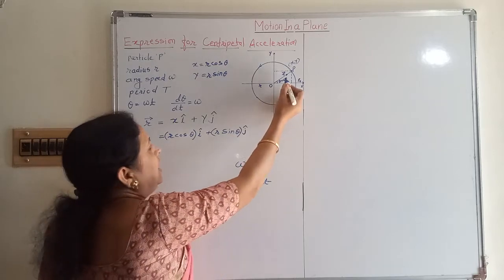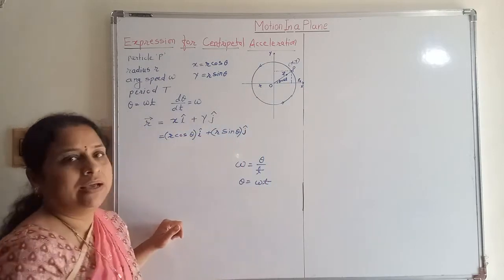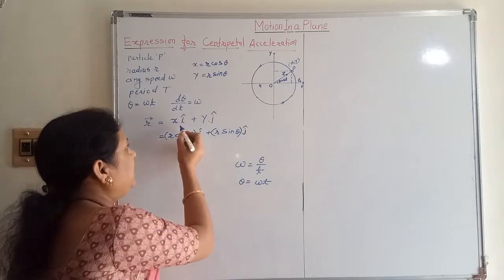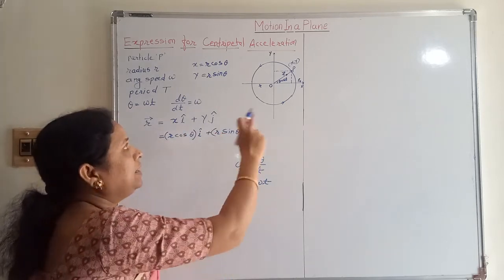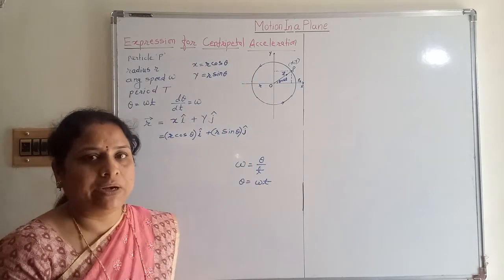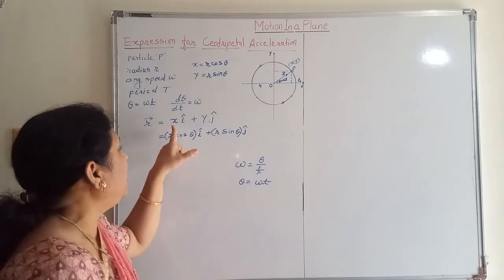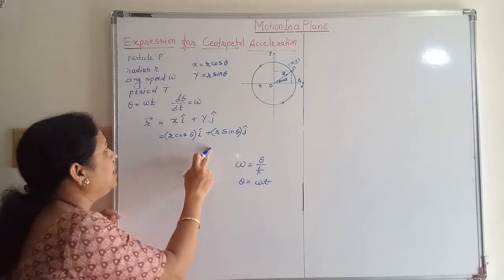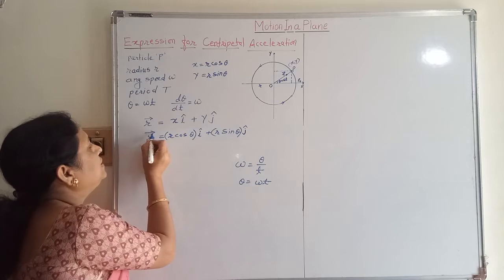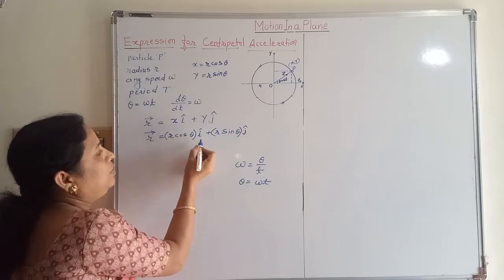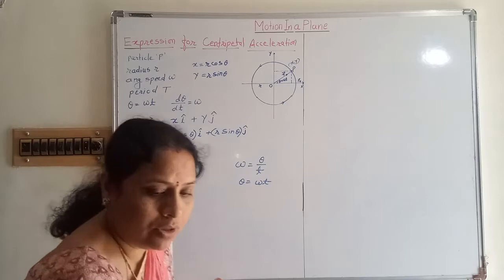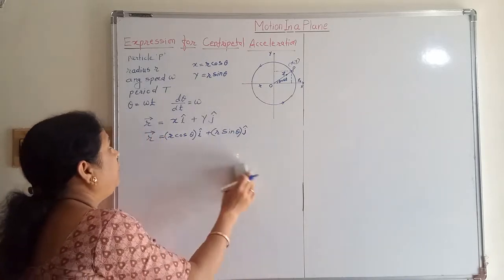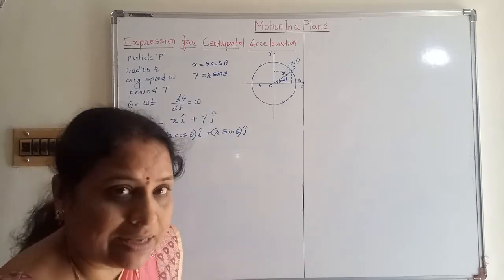So here the vector r can be written as x into unit vector i plus y into unit vector j, as vectors i and j are the unit vectors along the x and y axes respectively. Is that clear? So I can put the value of x as r cos theta. Vector r can be written as r cos theta into i plus r sin theta into j. Now as we know the vector r, we have to find the centripetal acceleration.